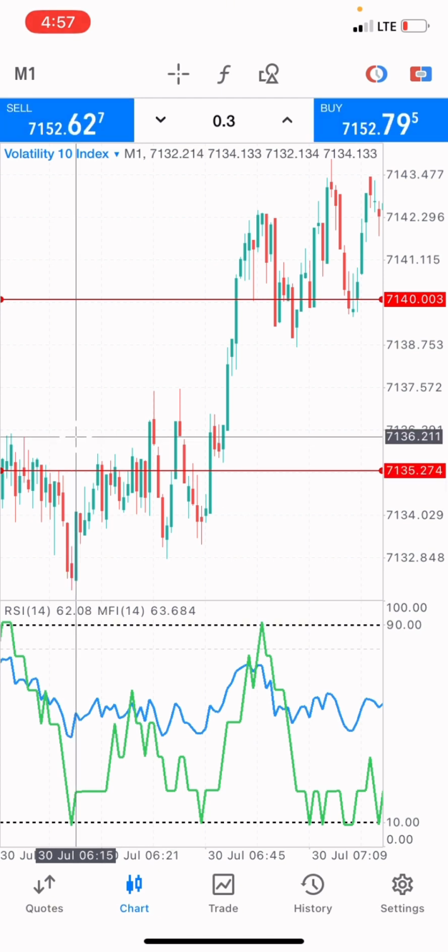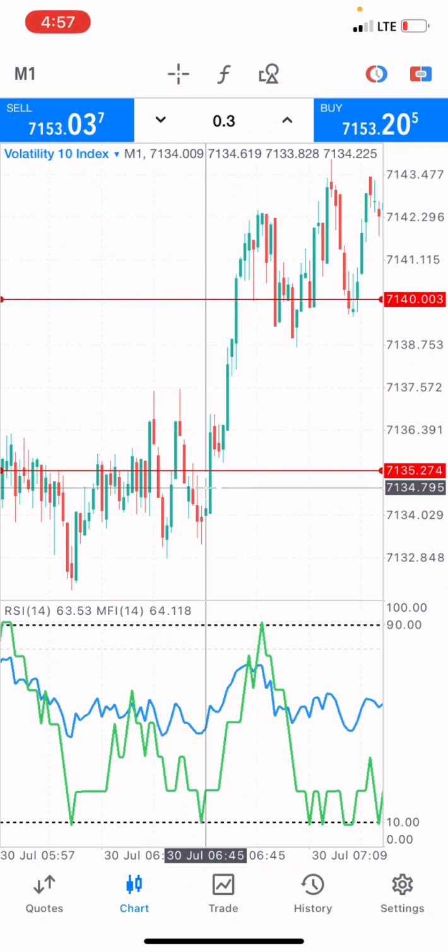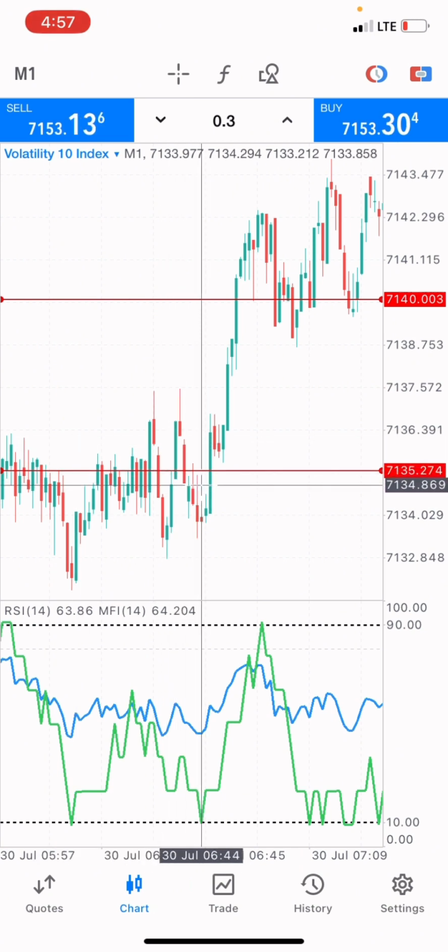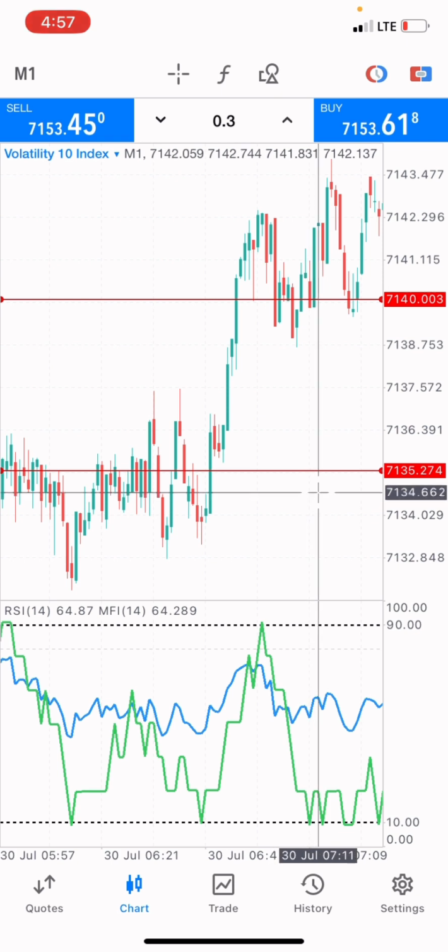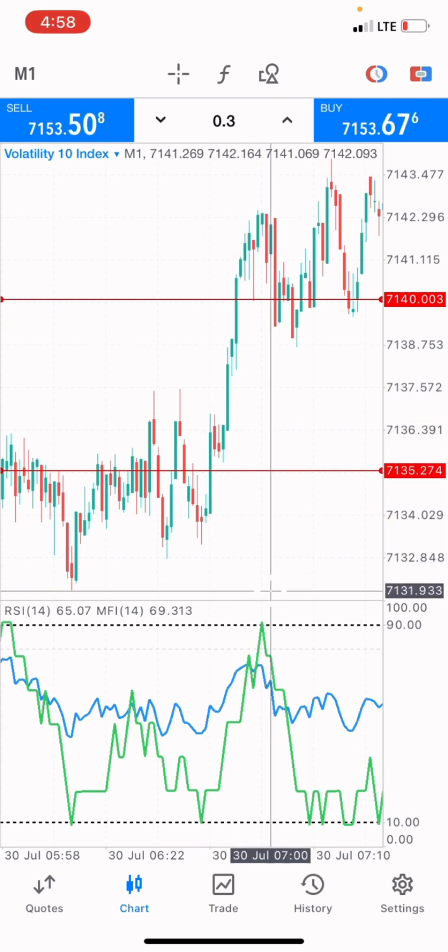So this is a short strategy and a good strategy when you're trading volatility 10 index using the 1 minute time frame. You can see at this point too, just like I said, and right here.